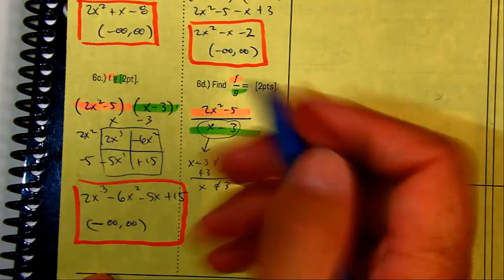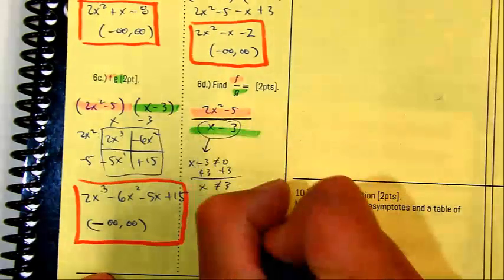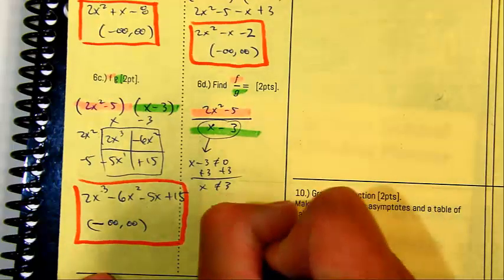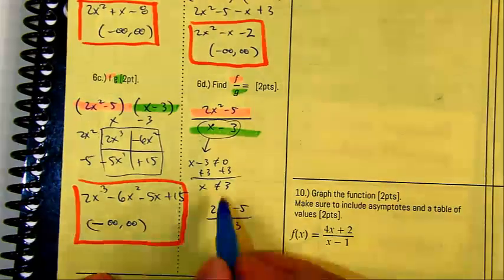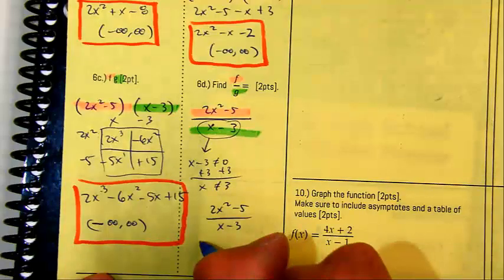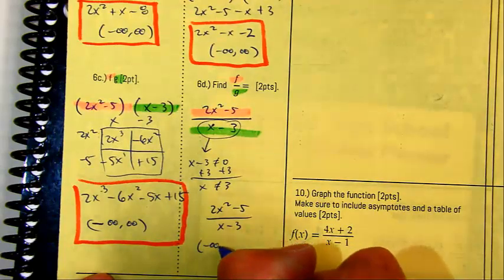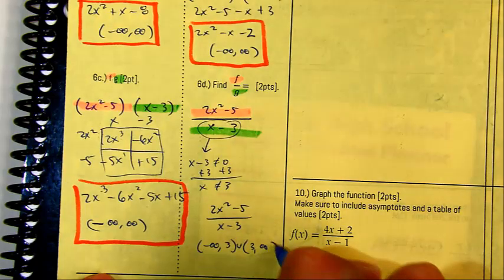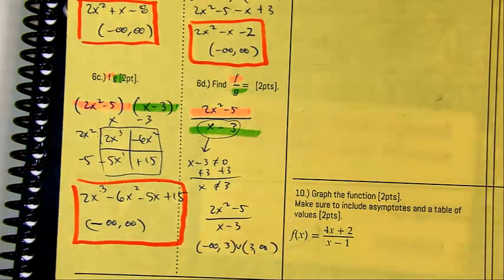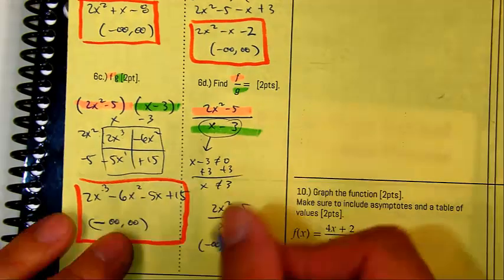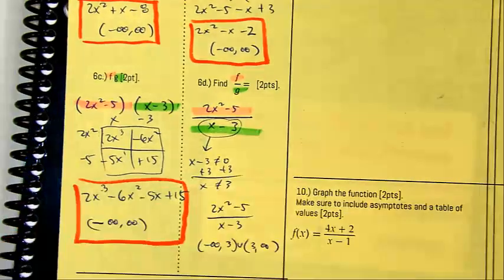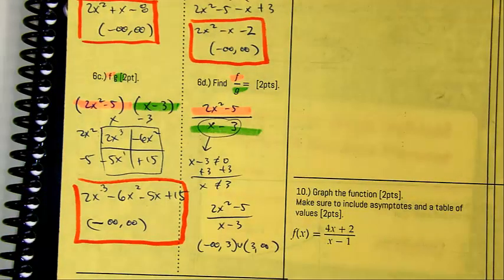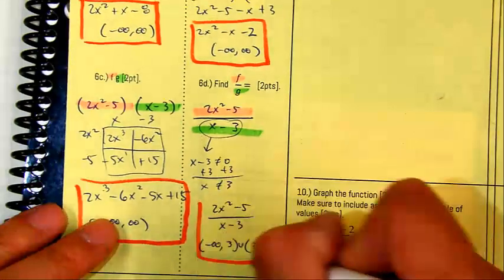So what is our answer? Our answer is in pink and green: 2x squared minus 5 over x minus 3, with the rational function. And basically, if you use interval notation, you pick every number except for 3. You can also do set builder notation if you wanted to, but interval notation is great. That's question number 6.